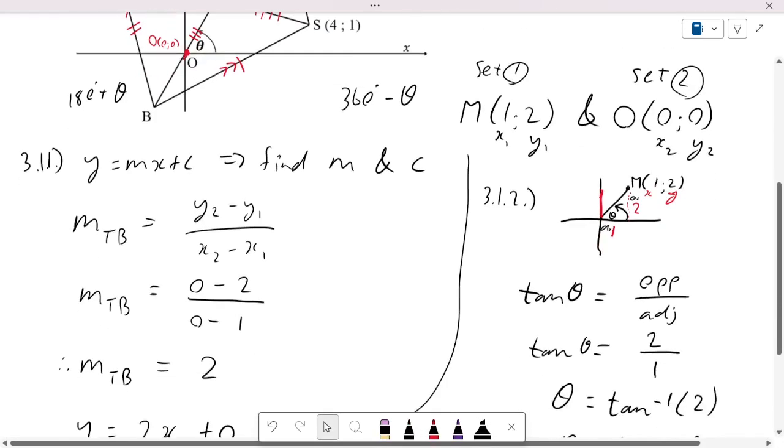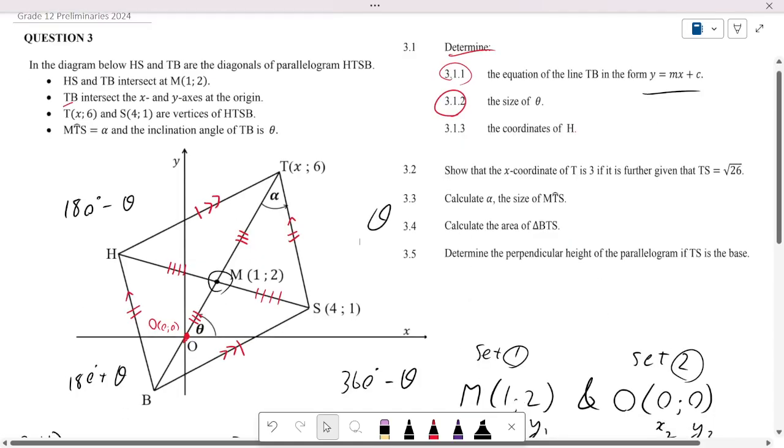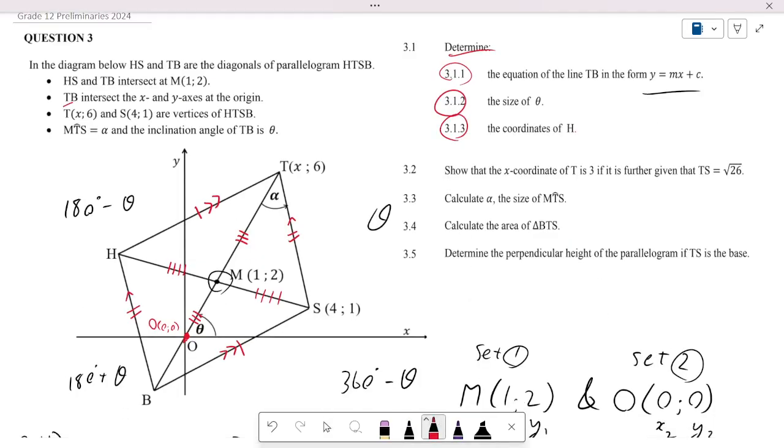Okay, so just keep that in mind, please, based on the different quadrants that we have. Now we're going to answer 3.1.3. So we've answered 3.1.2. We need to determine the coordinates of H. Thankfully, we have the information from our quadrilateral. So H is over here, and we have the coordinates of M and S. We know that this length is the same as this length of this diagonal, and therefore M would be the midpoint.